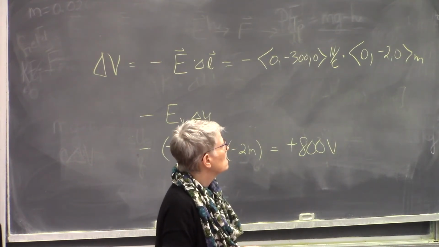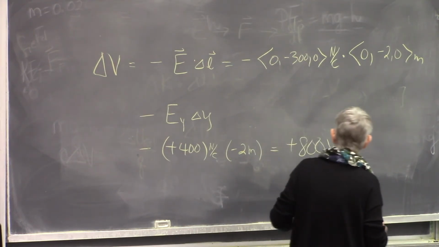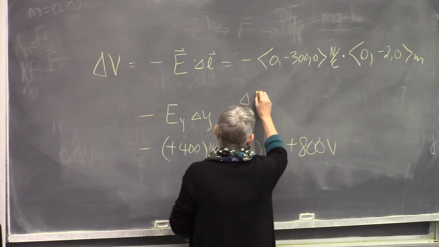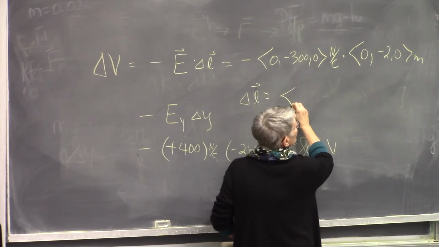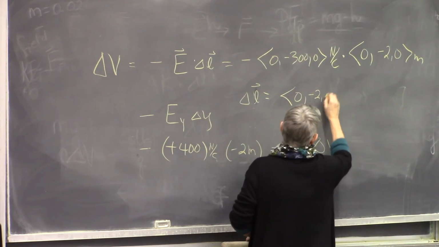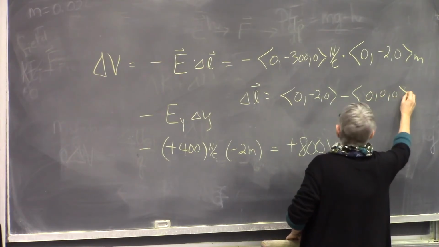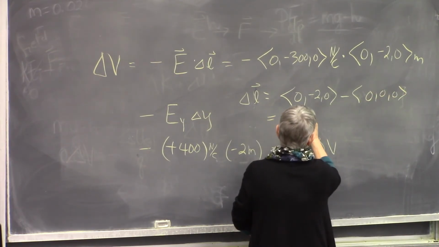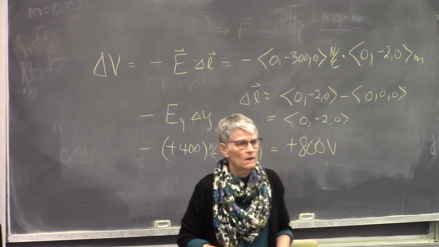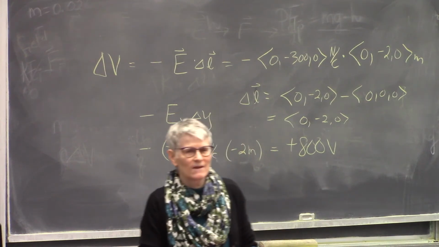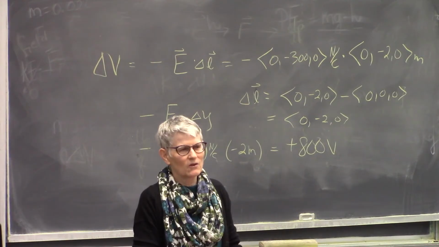Yes? Why is delta y not positive 2? If the final is negative 2 and the initial is 0, will it be? Okay, so how do we calculate delta y? So delta L is the final minus initial, so it's 0, -2, 0, minus 0, 0, 0, and so we get 0, right? Yeah, I can't draw arrows, so you're doing just fine. So there's a lot of being careful about taking all the steps.